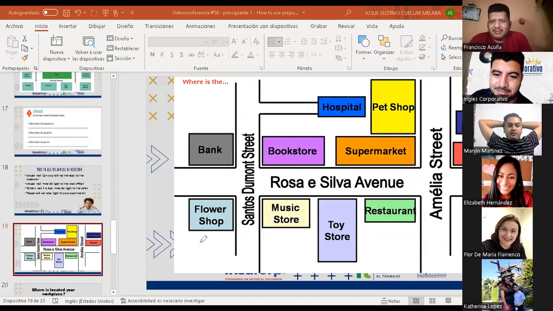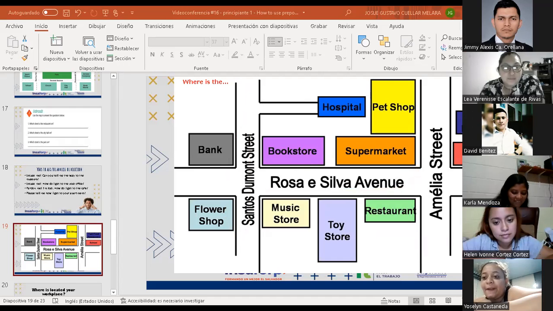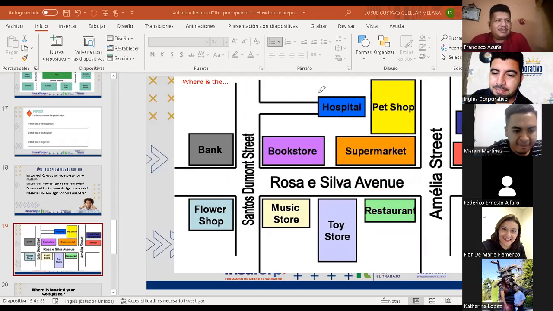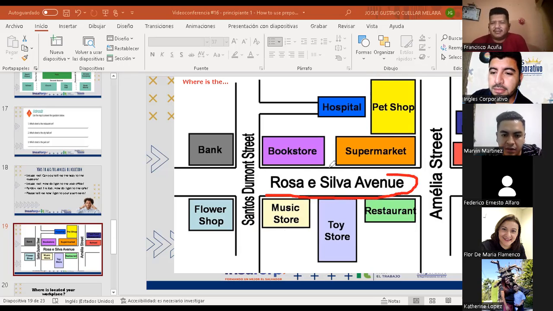A Federico. Tell us. Where is the music store? The music store is next to the toy store on Rosa de Silva Avenue. Perfect, Federico. Nice. Now you ask another. Ahora pregúntele a alguien más.